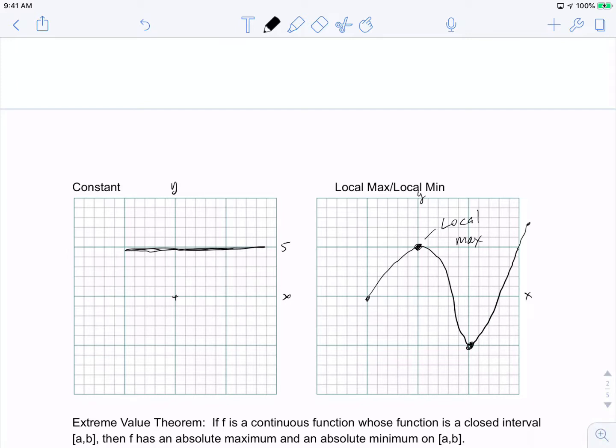This one down here is going to be a local minimum, because as I move to the left and right, the values are bigger than this value. This is the smallest value within that region.